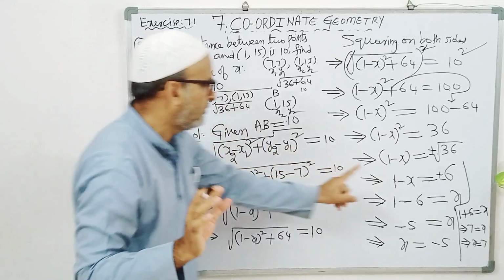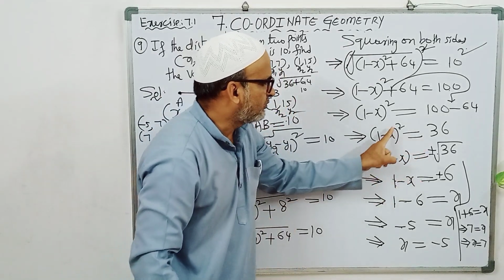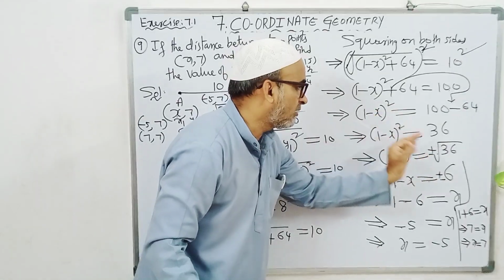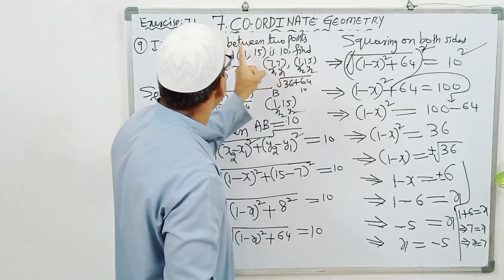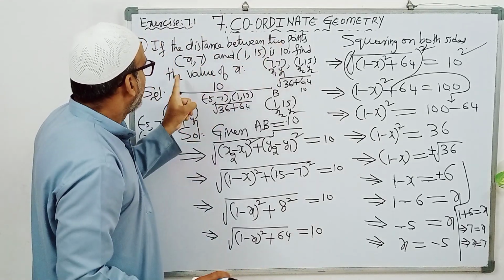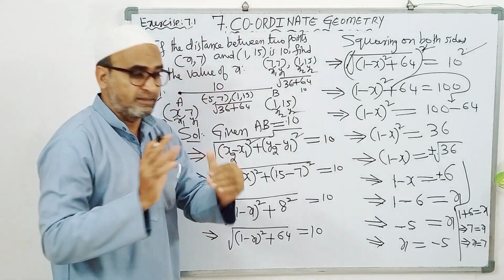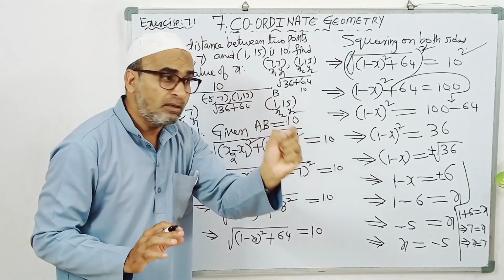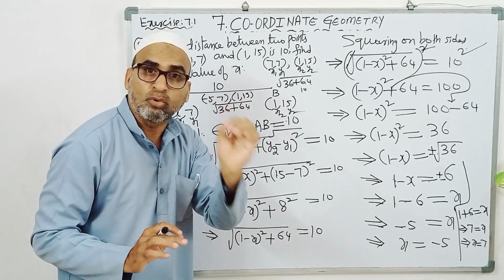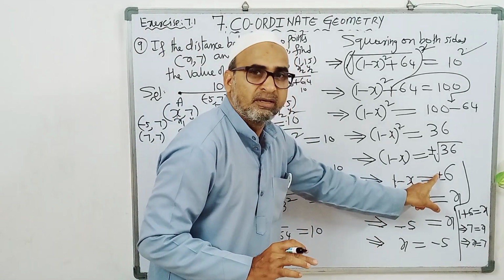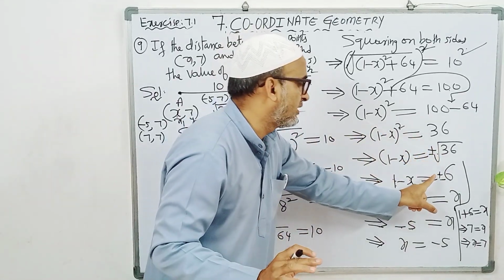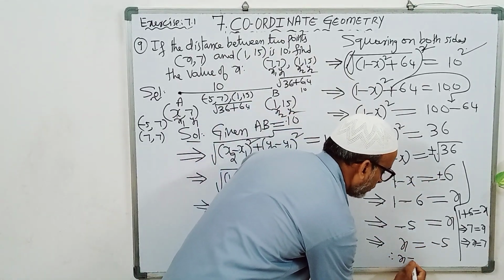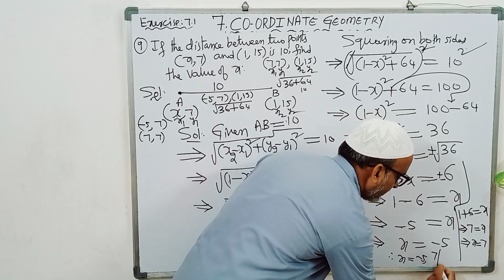I understood you, I hope, but here you will get confused. Whenever you are sending square to that side, it is plus or minus square root of 36. But here in the question, distance between 2 points, he has not given the condition of x being a positive integer or negative integer. If he is telling x value is a positive integer only, then we should take this one. He has not told anything to us, that's why we are taking both the values. Therefore x is equal to minus 5 comma 7.